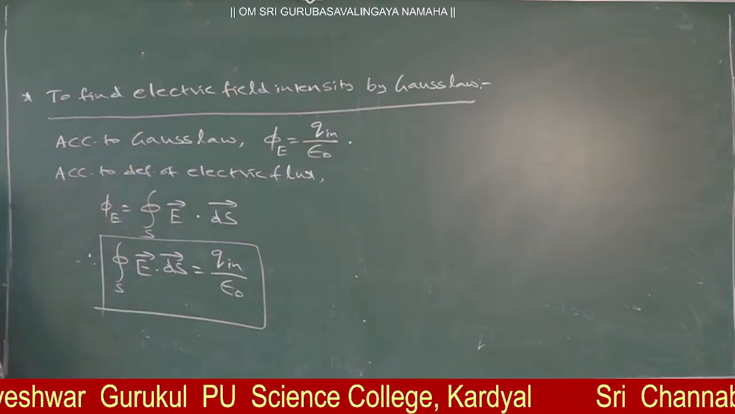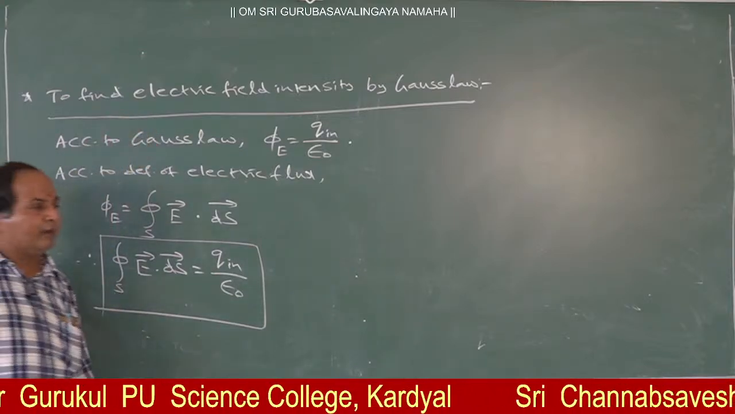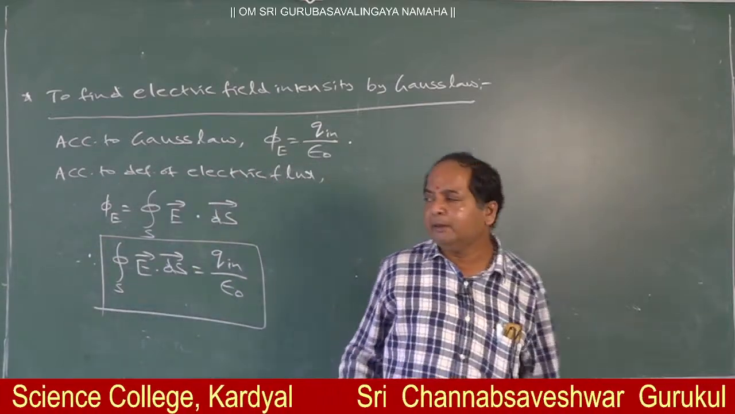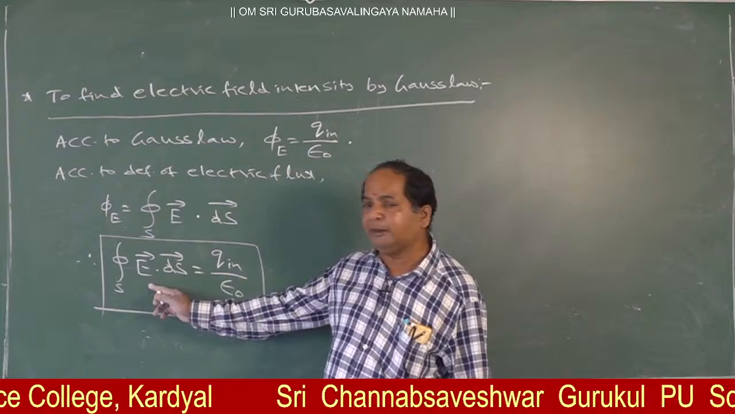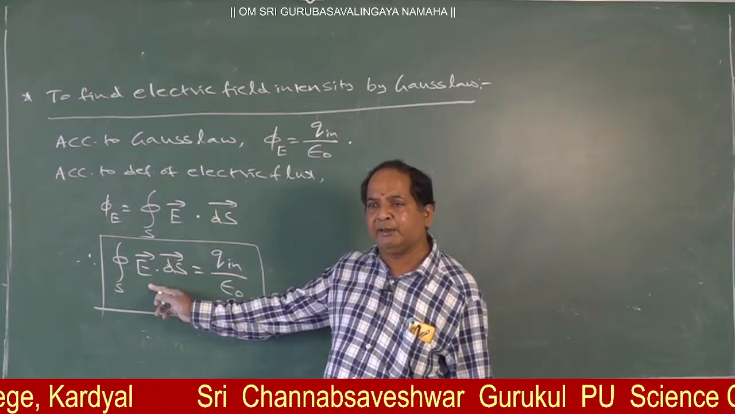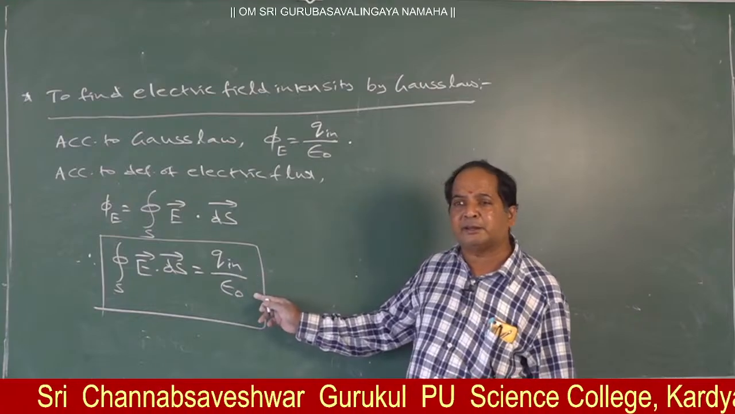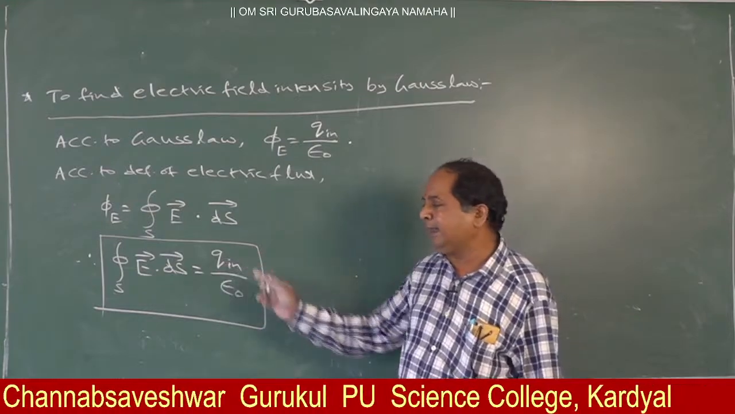Generally, if any object is given, find out the electric field intensity by Gauss law. First, by using the flux definition, we should express the electric field intensity. Next, by using the Gauss law, we should express the electric flux and equate those.